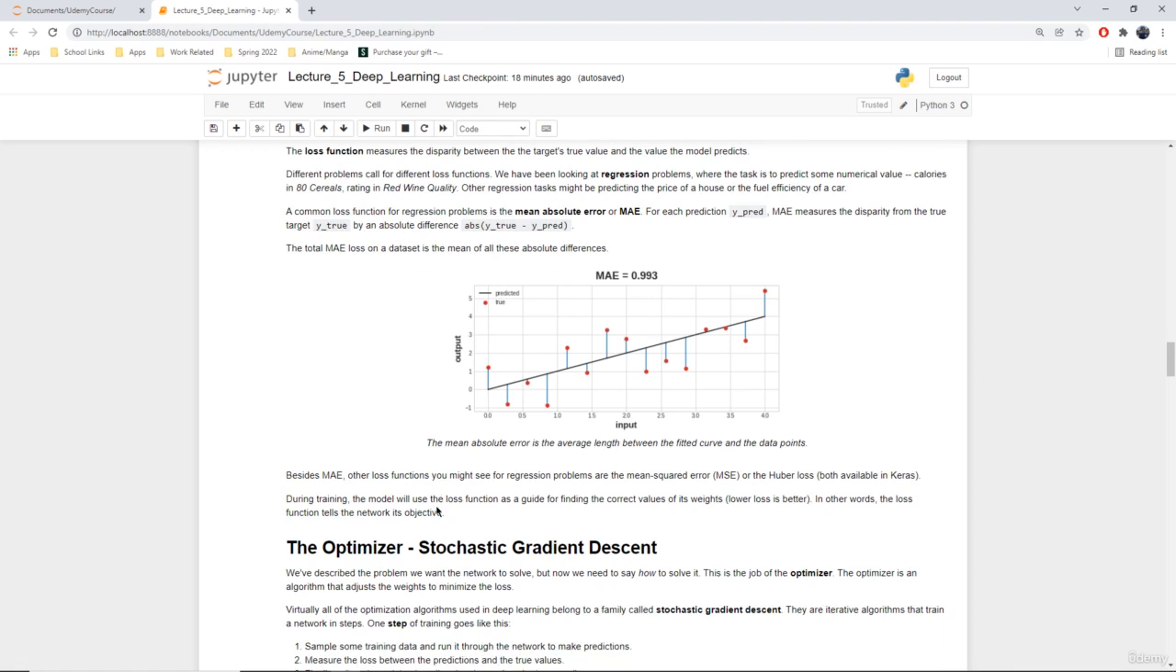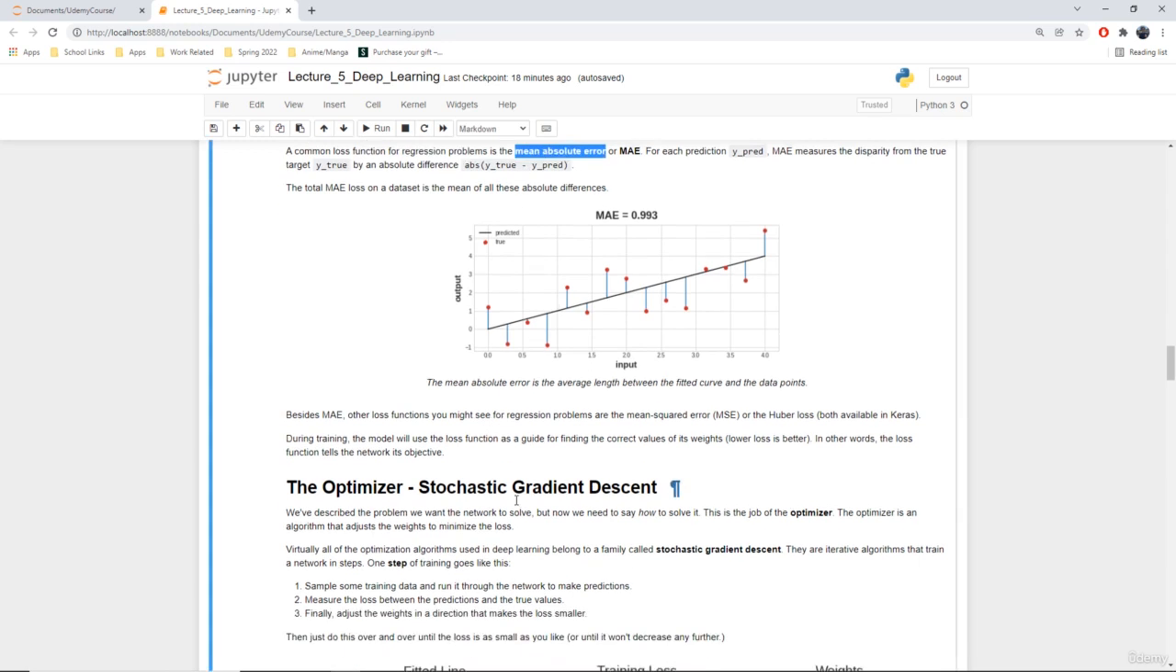If we take the average of all these differences, that's the total MAE loss on a data set. I'm going to refer to it as MAE for the rest of the lecture. Mean absolute error is what I'm referring to.